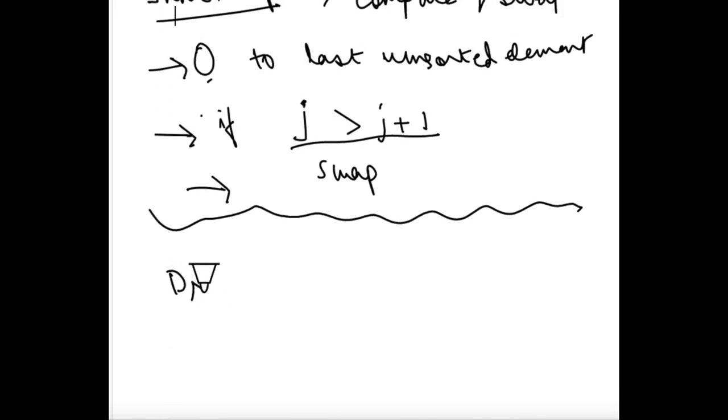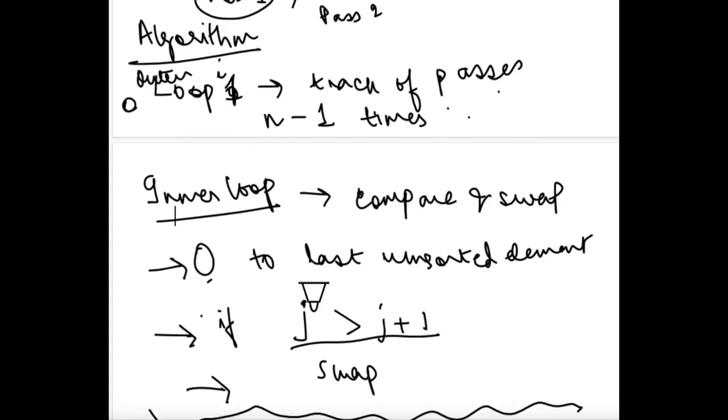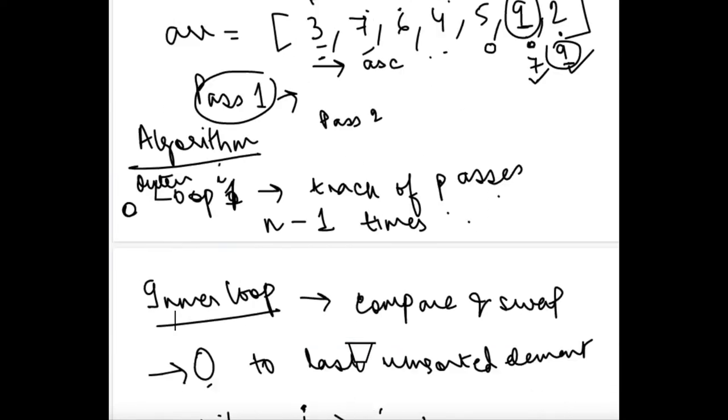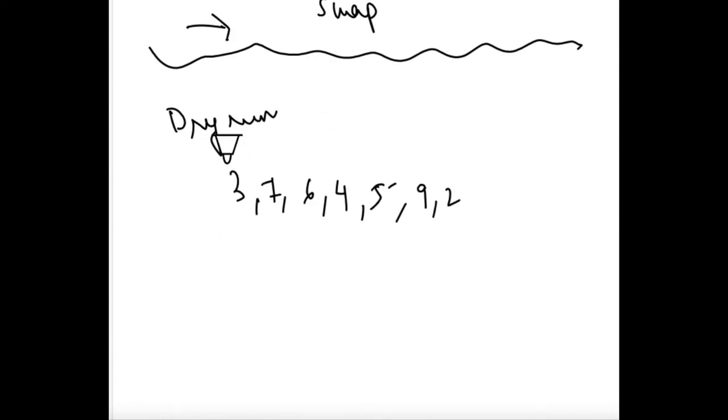Now we'll do a dry run of this. I'll just copy these elements, whatever we had, 3, 7, 6. We'll use two pointers: i for the outer for loop and j for the inner for loop. This i is going to run for n minus 1 passes. Now j is going to run till the last unsorted element. So we'll see, j starts from here.